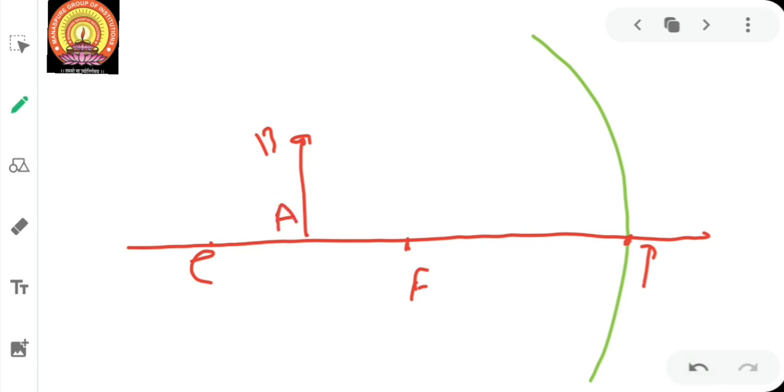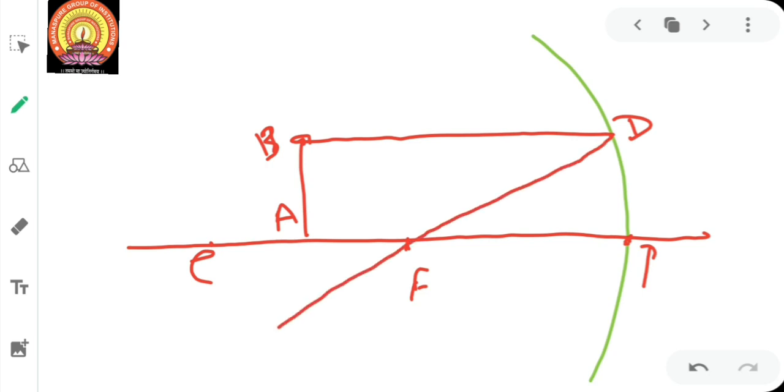So now as per our rules, using rule 1, the incident ray should start from the point B, which is falling at point D on the mirror. The ray BD is parallel to the principal axis. Then the reflected ray passes through the focus itself. The reflected ray will pass through the focus.